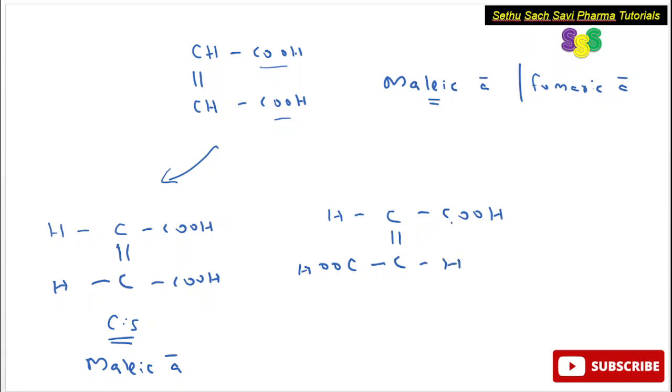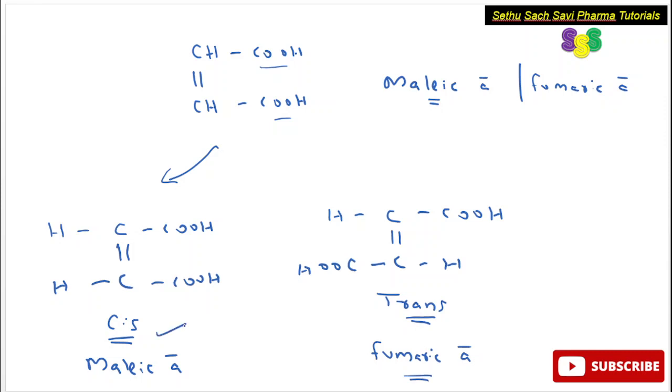Now if you look at this compound, the COOH groups are not on the same side, they are on the opposite side, and hydrogen is also on the opposite side. So this is a trans compound. The trans form of this compound is called fumaric acid. So this is the difference between maleic acid and fumaric acid.